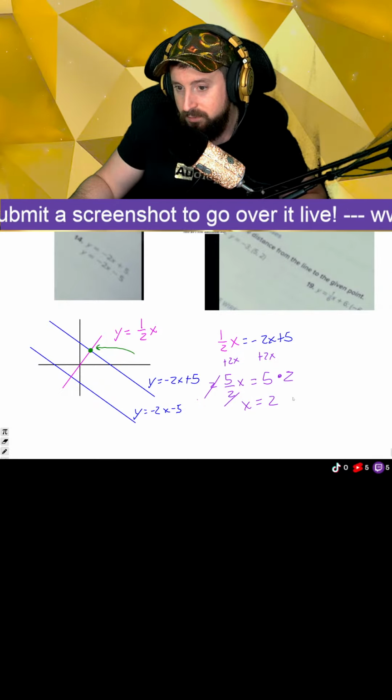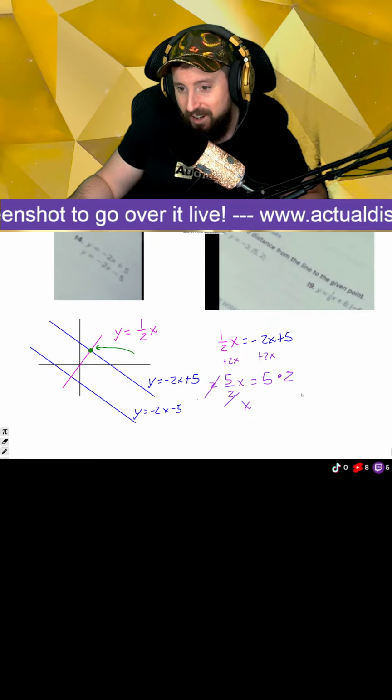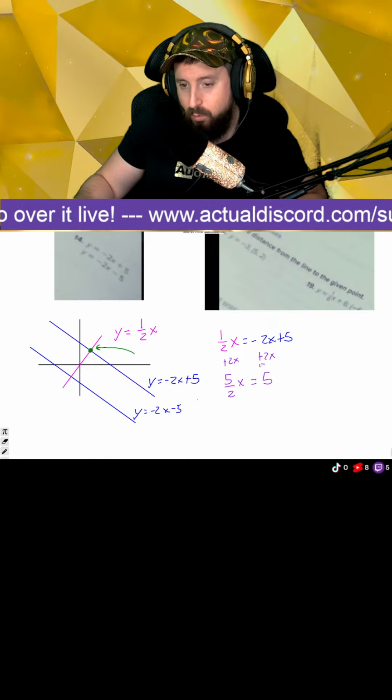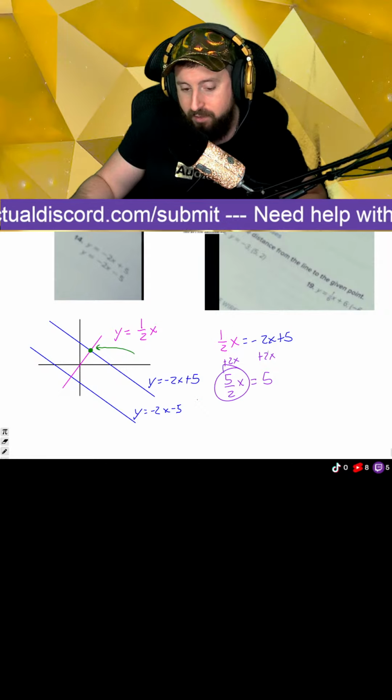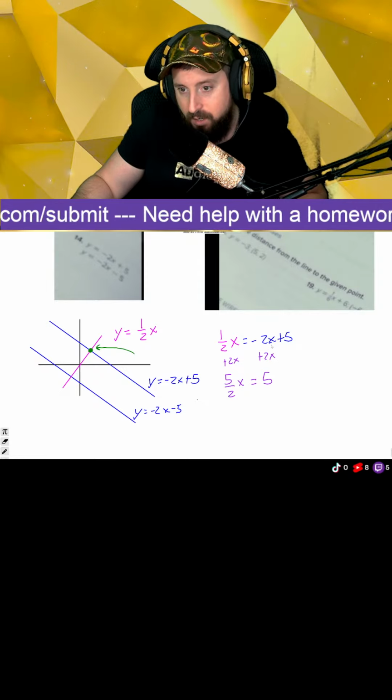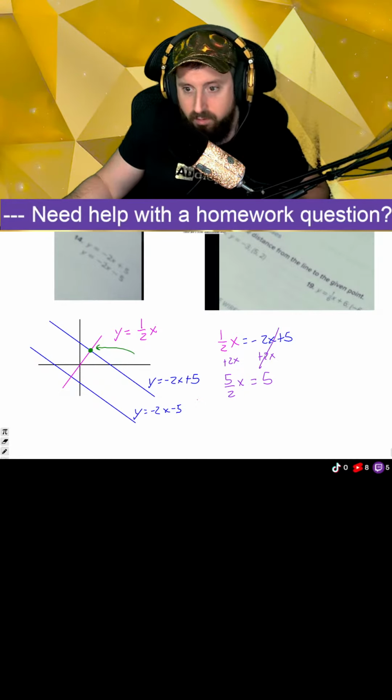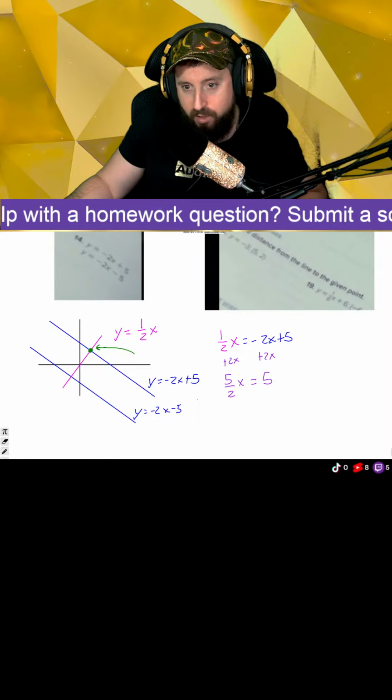Okay, wait, hold on. All right, let me go a little slower. So we're good here, right? Yeah. If I add 2x to 1/2 x, I get 5/2 x. And then here, this goes away, right? And then I'm just left with +5, right?